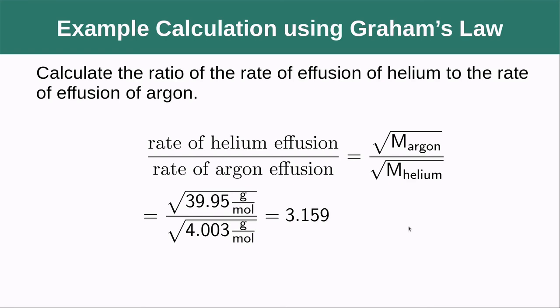We can do some calculations with Graham's law. We can calculate the ratio of the rate of effusion of helium to the rate of effusion of argon. So one compound to another. And if we divide those two rates and do a little math, we'll see that that's going to be equal to the square root of the atomic mass of argon divided by the square root of the atomic mass of helium. Note that here helium is in the numerator and it appears in the denominator on the right hand side. If we plug in those values that we already know, we can get that the ratio of those two rates is 3.159.